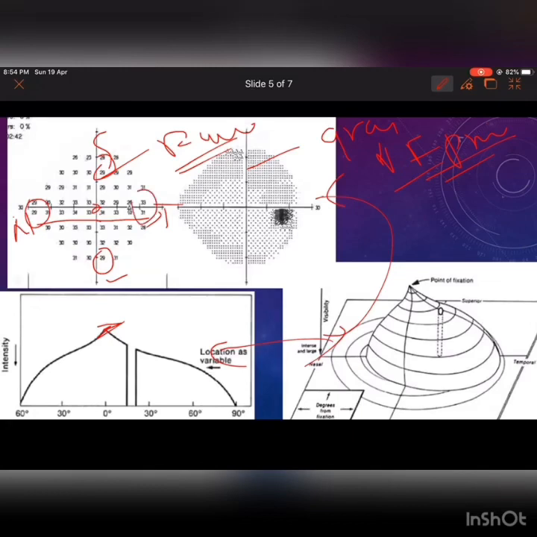Understood? And if you see the same thing in the raw area, here you have a whiter area. That means the sensitivity is more. And as you go further away towards the periphery, 30 degrees of periphery, here you will get a darker area, and this corresponds to the blind spot. Understood?